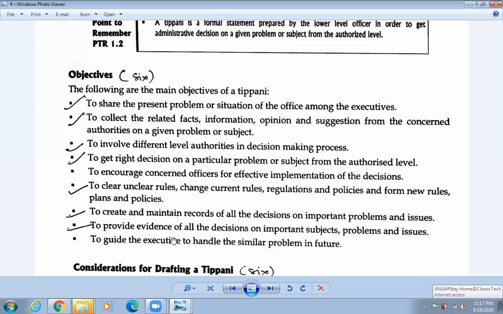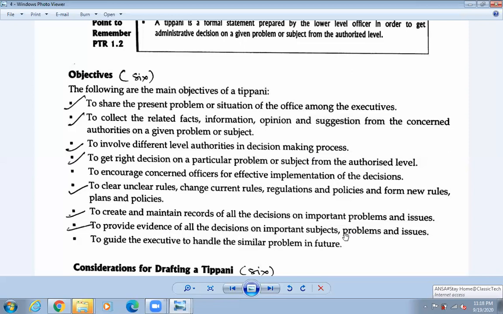If the upper level staff signs it, then we can show later that the work was passed. In that way we can make the evidence, the proof, of where the problem was solved.